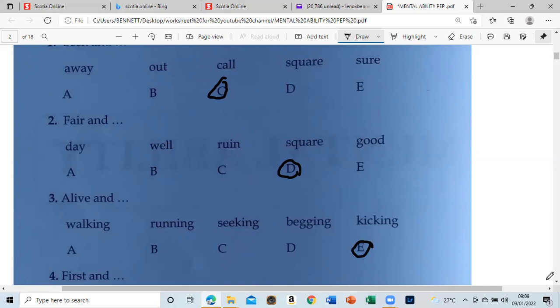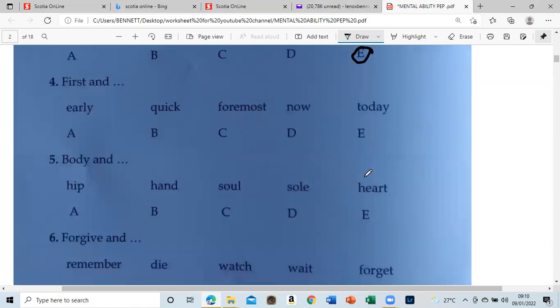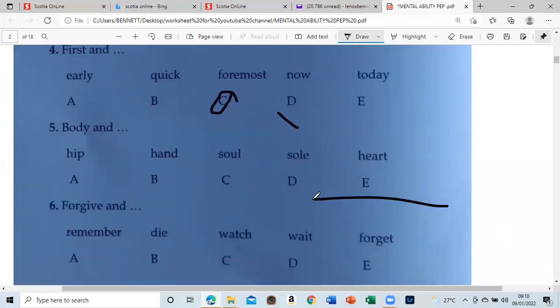Number 4 says first and, is it early, quick, first and foremost, or is it for, first and no, or is it first and today? And number 4 is, what did you guys choose? C, first and foremost. First and foremost. Just imagine adults' language. Sometimes they are the ones who speak it.